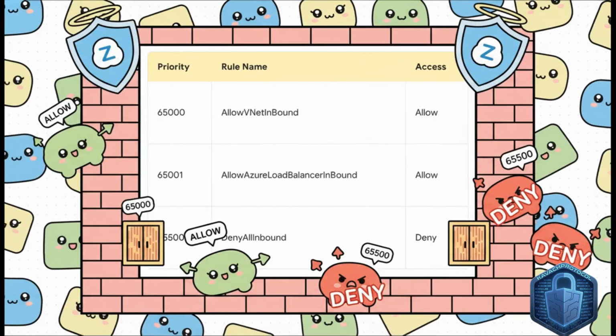Here are the big ones for inbound traffic. Check out those priority numbers. We're talking 65,000. They're way up there, which means they have super low priority. And then you've got this one at the very end, DenyAllInbound. That's your ultimate safety net. It's the deny everything else rule.